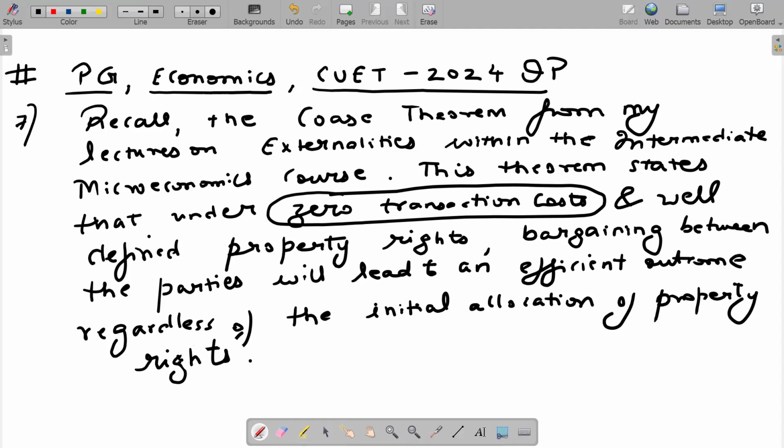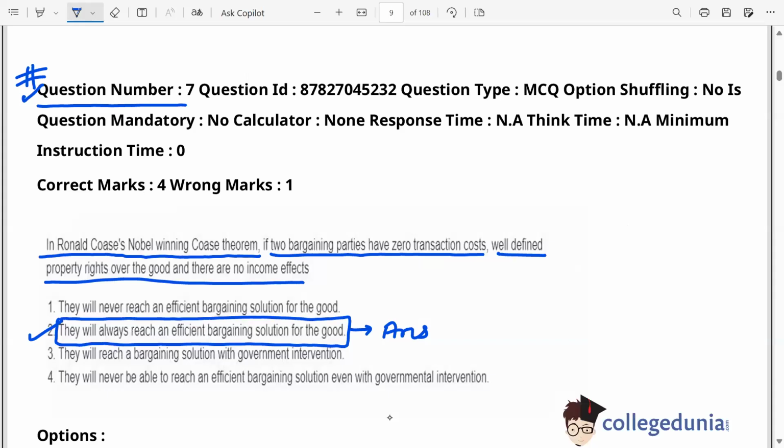So, under the assumption of zero transaction costs and no income effects, when two parties bargain with each other, it leads to an efficient outcome. It will internalize the externalities. That means two parties, according to the Coase theorem, if they interact and bargain, that is going to help in internalizing the externality, irrespective of who gets the property rights. This is a very famous theorem. We also do this in the environmental economics course. So coming back to the question paper, question 7, our answer is option 2: they will always reach an efficient bargaining solution.